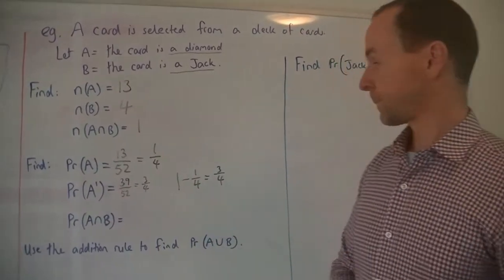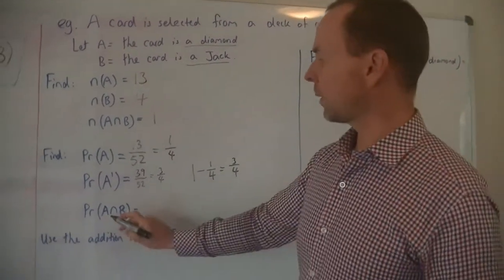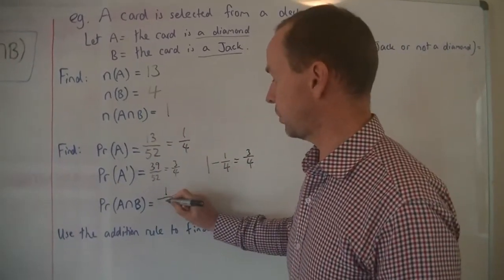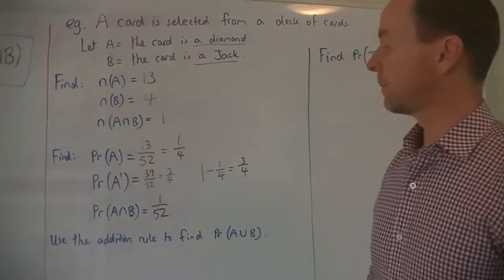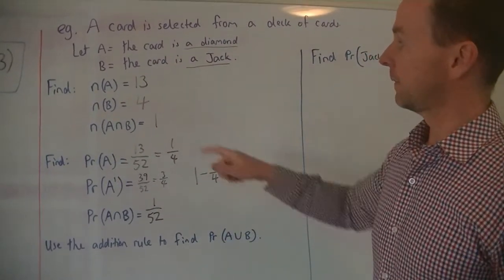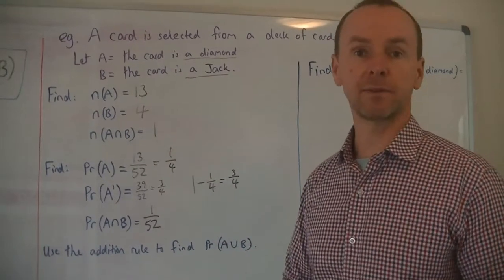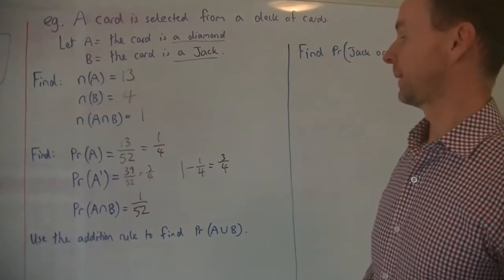It's simple. Now, the probability of A intersection B. There's one chance out of 52. The question might say, what's the probability of randomly selecting a card, and it's the Jack of Diamonds. There's one chance of that out of 52 cards. So we get 1 out of 52.